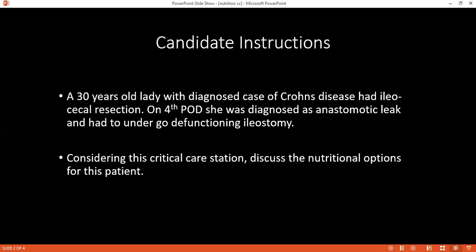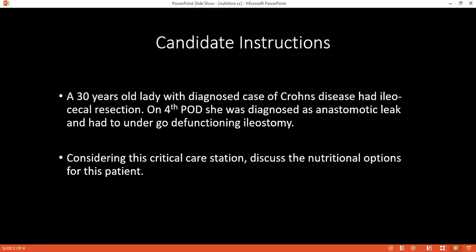How is it inserted according to the NICE guidelines? And where is it inserted? No, ma'am. Sorry, I'll answer this question later. Okay.